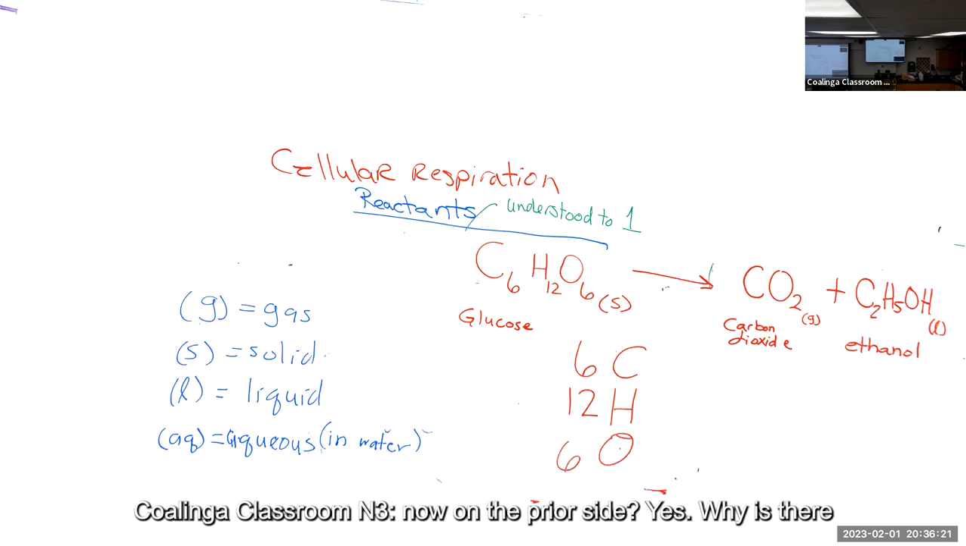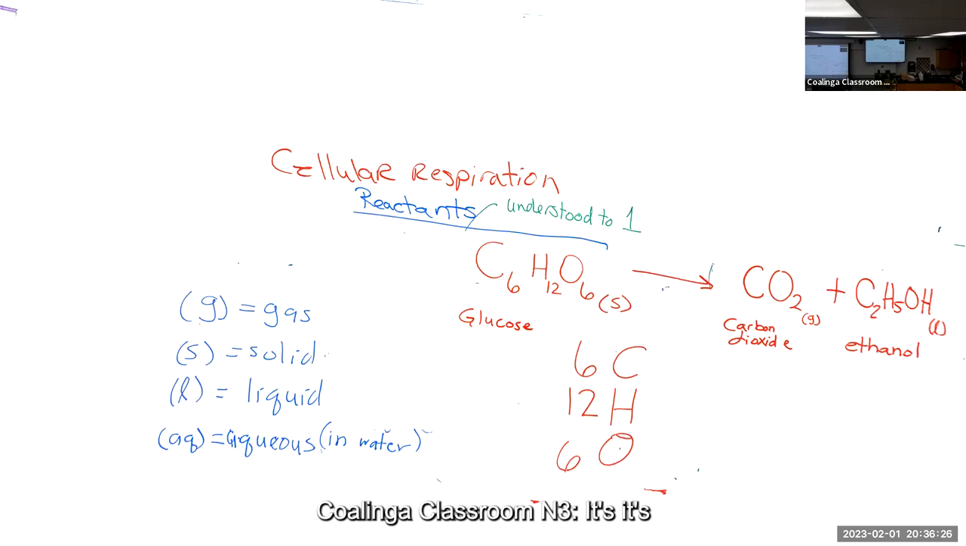Now on the product side, why is there a parentheses and a five? It's the S for solid. Oh, it's my fault, messing with my third grade handwriting. Okay, that's an S. My fault.